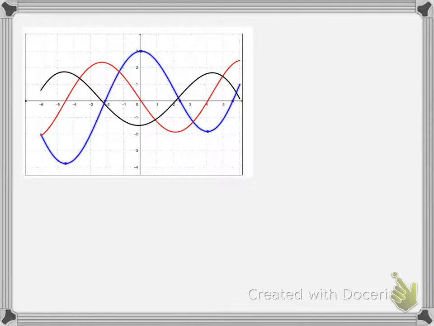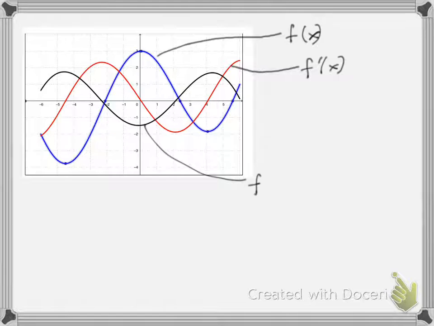Alright, so the function graph is the blue, so that's f of x. The red graph is the first derivative graph. And the, not blue, the black graph is the second derivative. Alright. So if you got all of them correct, you should be okay for the exam on Tuesday.